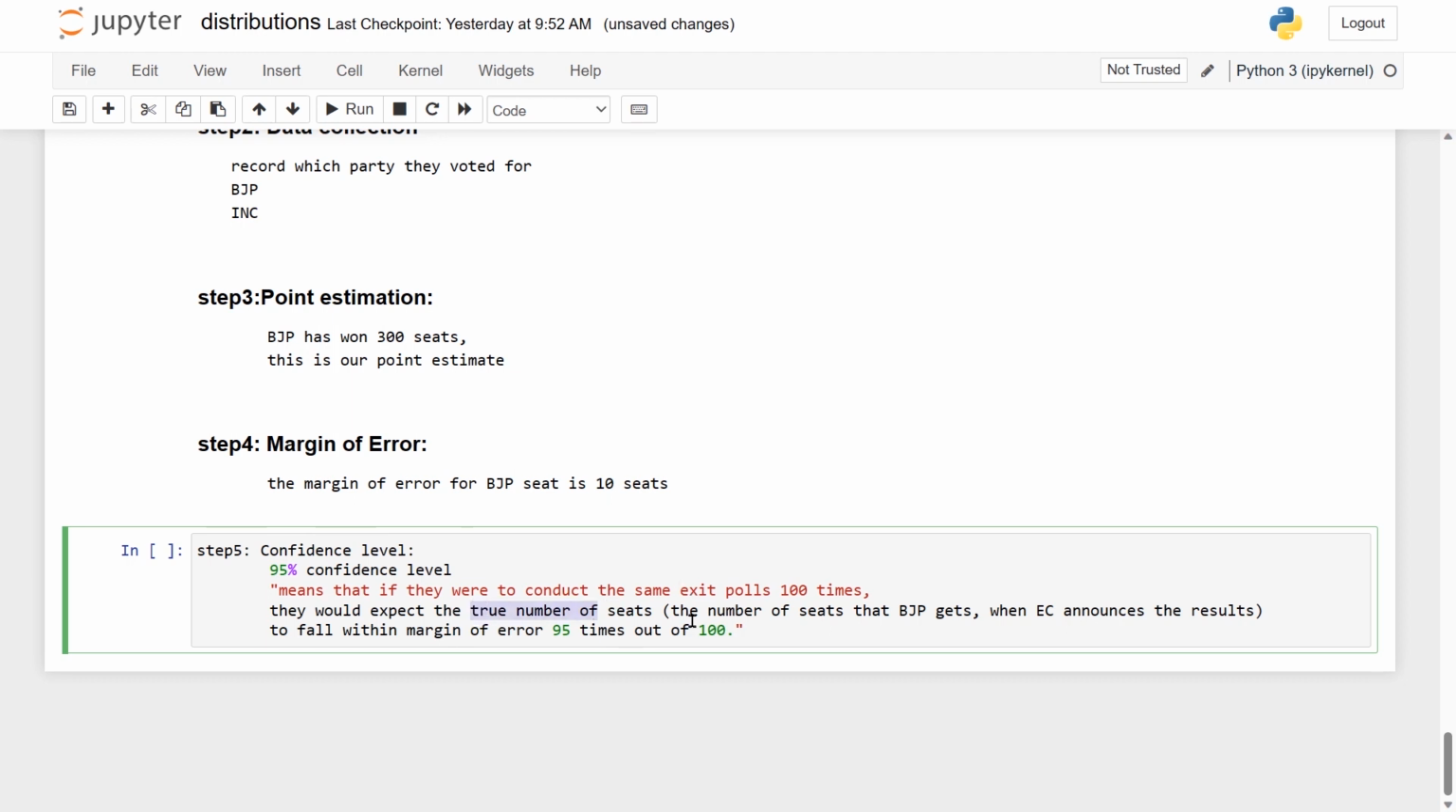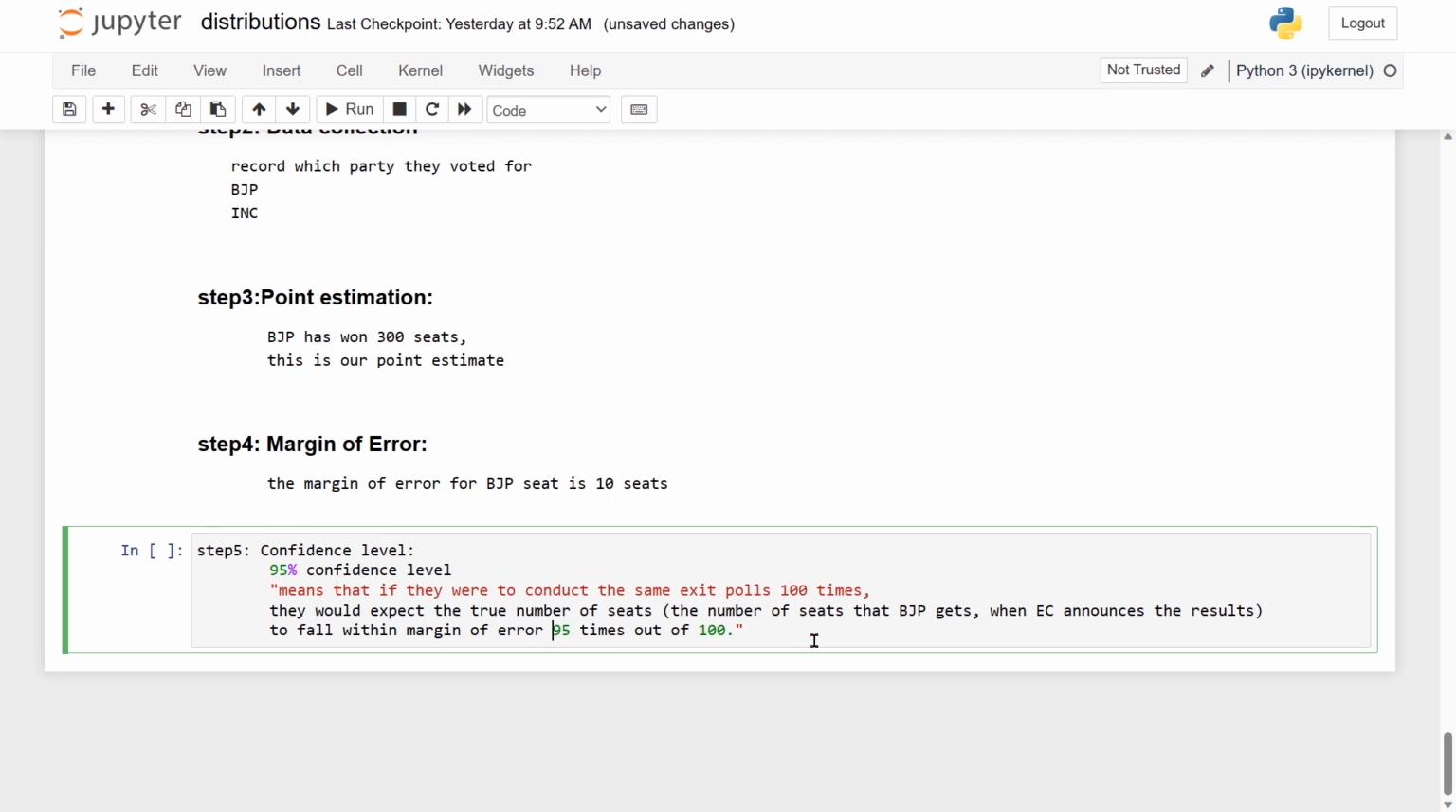What is the true number of seats? The number of seats that BJP gets when EC announces the results. That's the true number of seats. So, if they were to conduct the same exit polls 100 times, they would expect the actual number of seats to fall within the margin of error. Within this margin of error, 95 times out of 100, only those 5 times they will miss. Only 5 times they will miss. I hope you got it.